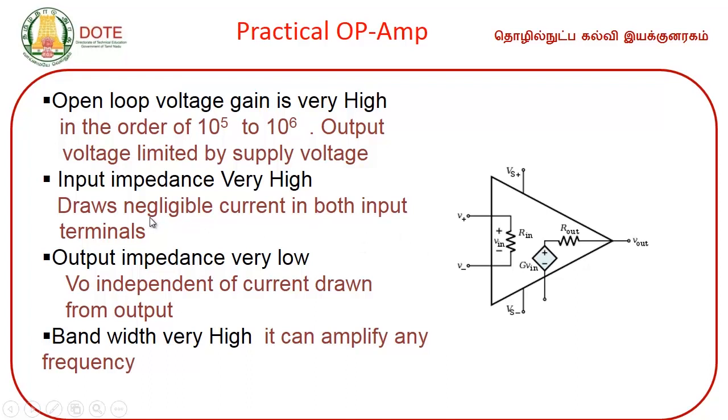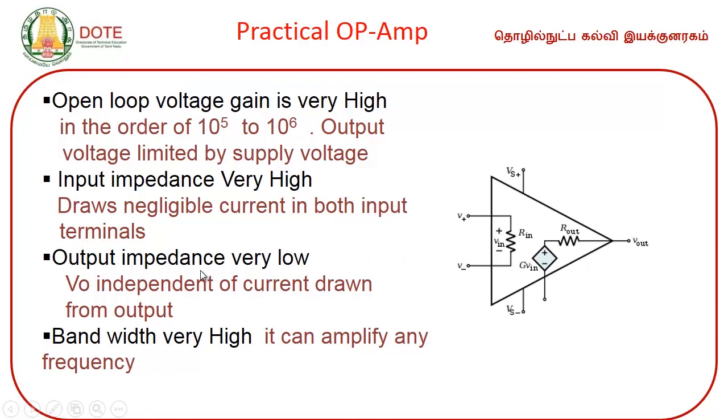Ideally it is infinite, that means zero current it will draw from the source. Practically, some negligible current in both input terminals will be going into the op-amp. So ideally current flowing into the op-amp is 0, practically some small, negligible amount of current, in the range of microamperes, maybe nanoamperes.